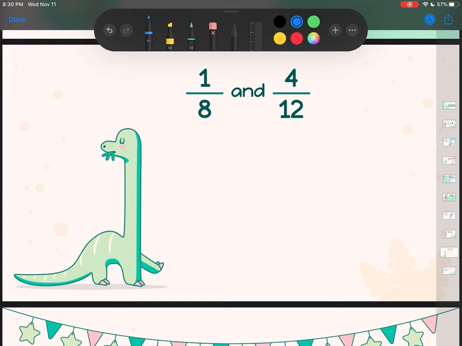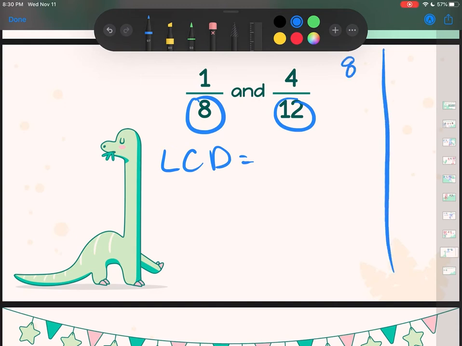Let's look at, we got 2 more. We've got 1/8 and 4/12. So we're finding their least common denominator, right, of 8 and 12. So that's what we're going to count by. 8 and 12. Well, let's skip count by 8.